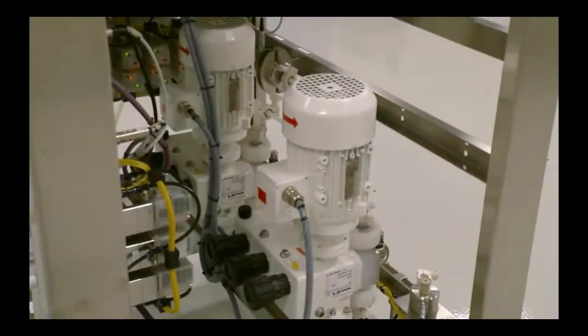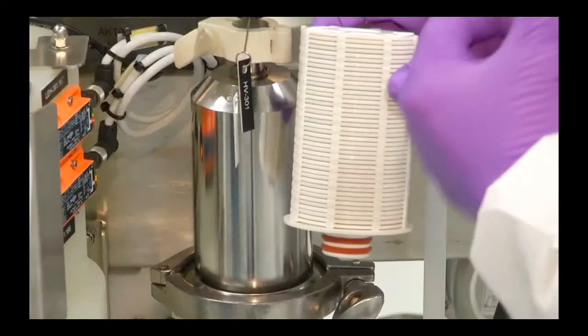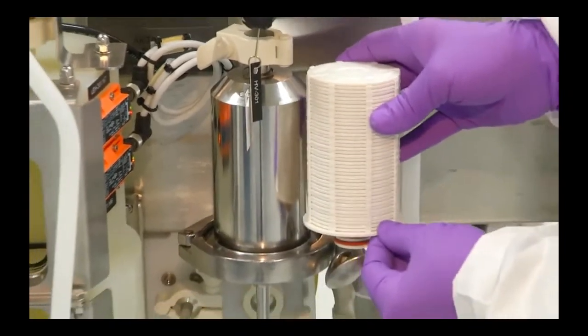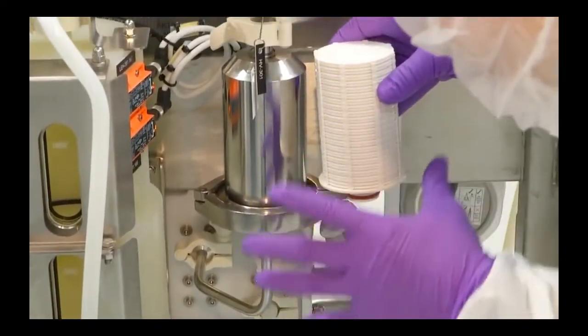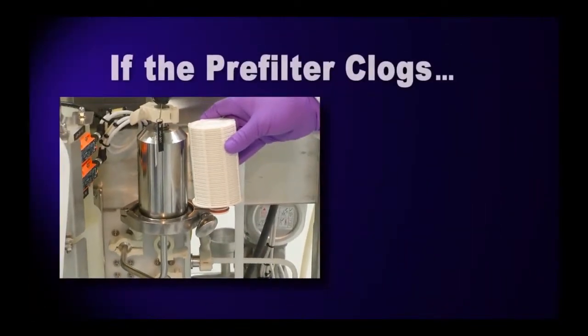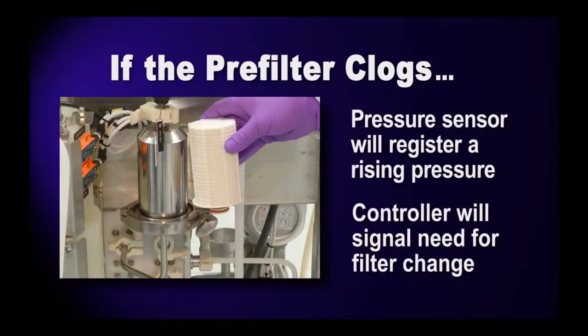The pump draws the lysate from the vessel, past the first conductivity sensor and pressure sensor, and through the 0.45 micron pre-filter. The pre-filter removes any residual cell debris or other particulates that may have contaminated the solution. If the pre-filter begins to clog, the pressure sensor at the inlet side of the filter will register a rising pressure, and the controller will signal the need for a filter change.